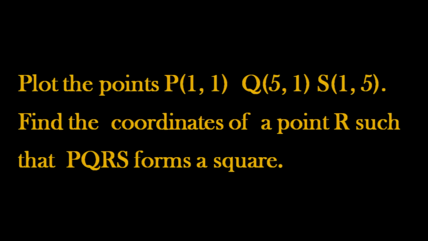Plot the points P (1, 1), Q (5, 1), S (1, 5). Find the coordinates of a point R such that PQRS forms a square. So we want to plot the points P, Q, S first. Then we have to find a particular point R such that PQRS will form a square. Let us see how we can do it.